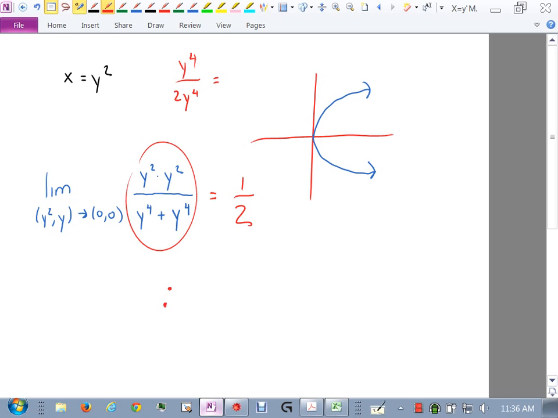So therefore, I'm going to put the limit of xy squared over x squared plus y to the fourth as (x, y) approaches 0, 0 does not exist.